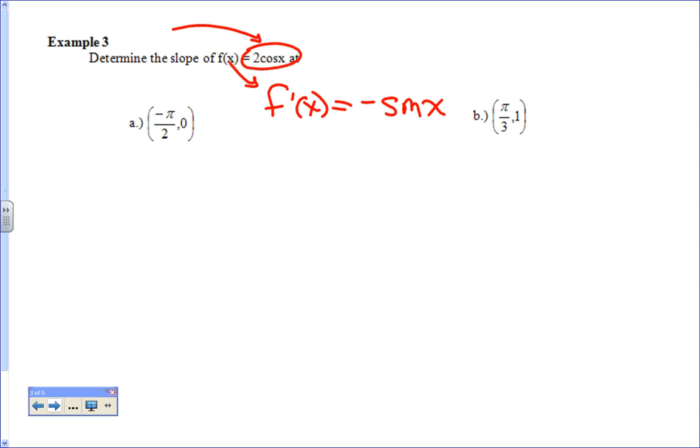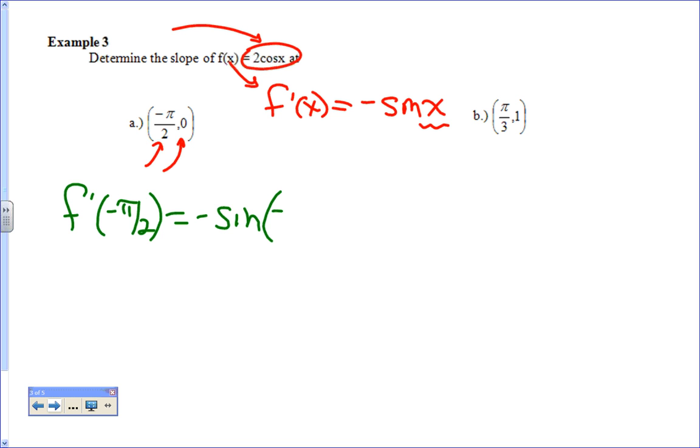And so what we would do is we have an x value and a y value, but in our generator over here, all it's asking for is the x value. Later on, our generators will be asking for both x and y, but for now, it's just asking for x. And so f prime of negative pi over 2 is equal to negative sine at negative pi over 2.